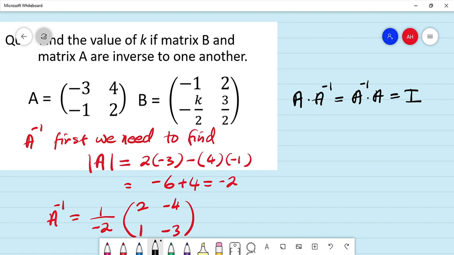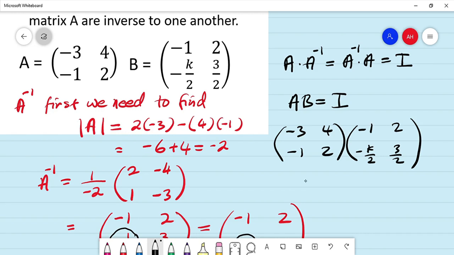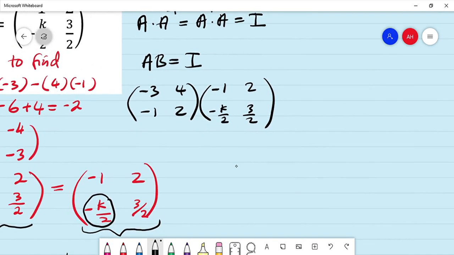Therefore, since B and A are inverse to each other, when we multiply matrix A by B, we are supposed to get the identity matrix. Now let's multiply A and B together and then compare it to the identity matrix. So A is negative 3, 4, negative 1 and 2, multiplied by matrix B, that is negative 1, 2, negative K over 2, and 3 over 2. Let's multiply them together and see what we get.